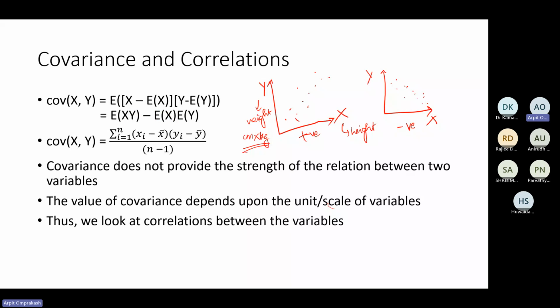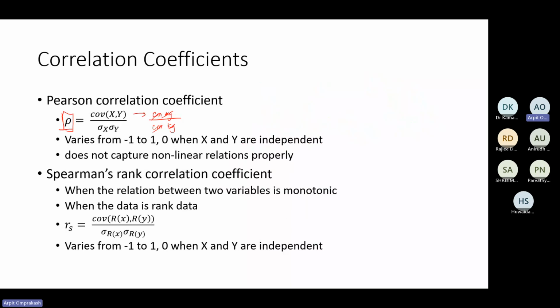The other thing is that correlation allows us to quantify the strength of relation between two variables, x and y. The Pearson correlation coefficient varies from -1 to 1. And 0 is when both random variables, x and y, are independent of each other.